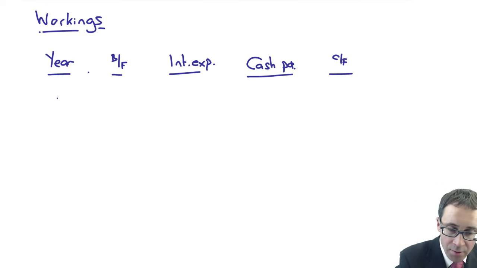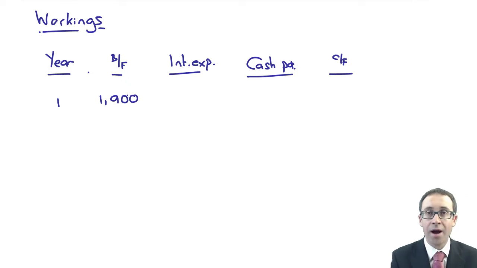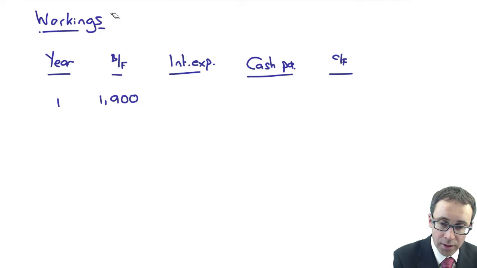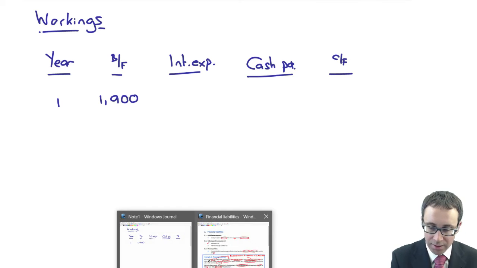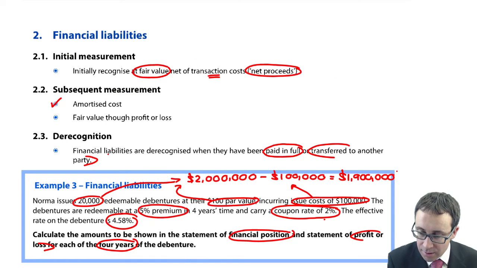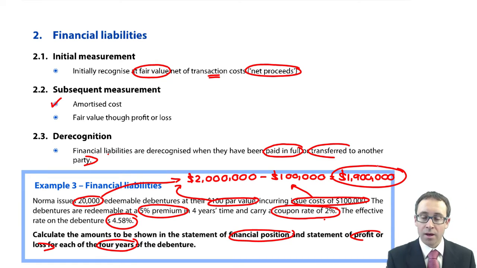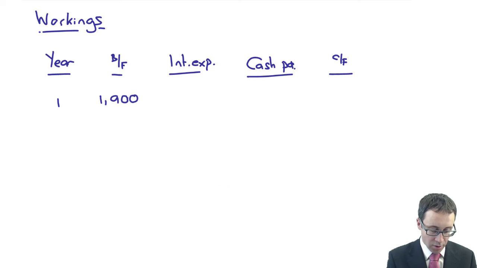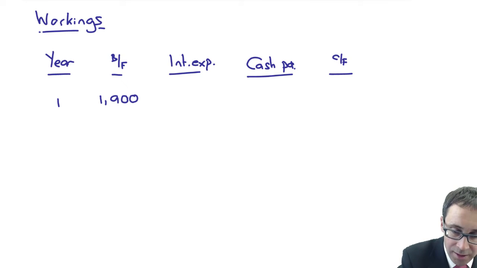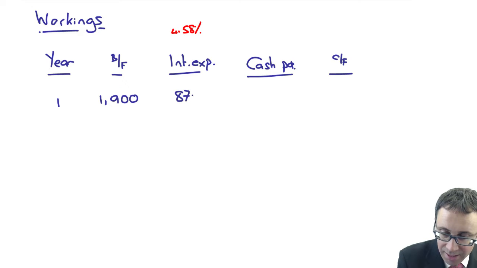Okay. So year one, remember, it's your net proceeds. So is that 1.9 million? That's quite important, that you don't just bung in the 2 million. It's the net proceeds at 1.9. You've also got the effective rate at 4.58. So 0.0458 times 1900, that's 4.58%, and that's 87.